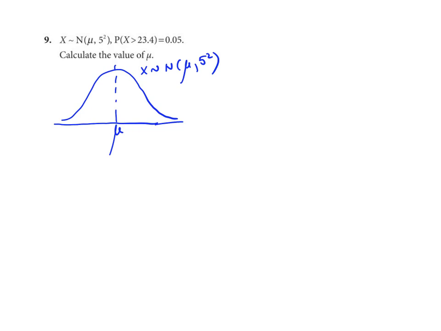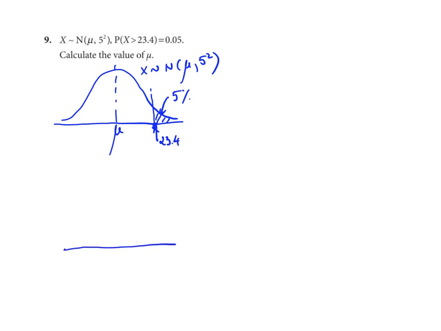How about this question? X is normally distributed with a mean unknown, so I don't know the mean mu, but I know the standard deviation. So this is my x distribution. Mu unknown, 5 squared. I know that probability of x bigger than 23.4 is 5%. So 5% is somewhere here. That's 5%. And I know now that this point here is 23.4. I need to find mu.